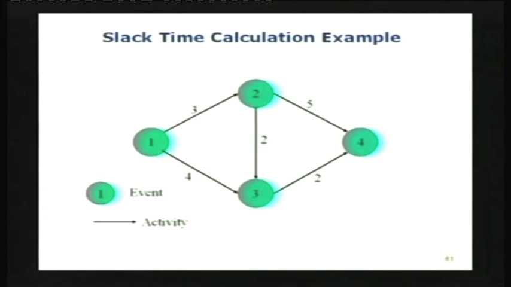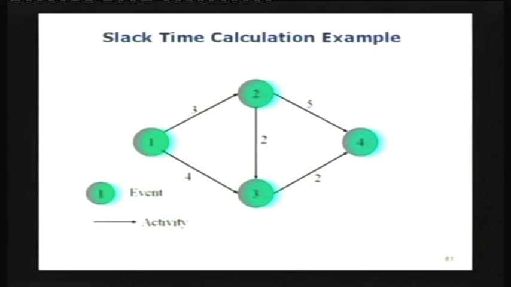Take a couple of minutes. Just to get it rolling here, the task from 1 to 2 can start anytime, so the earliest start time for activity 1 to 2 is 0. Very good. Similarly, the earliest start time for activity 1 to 3 is also 0. You have to start there. Then you work out the earliest finish and so on.